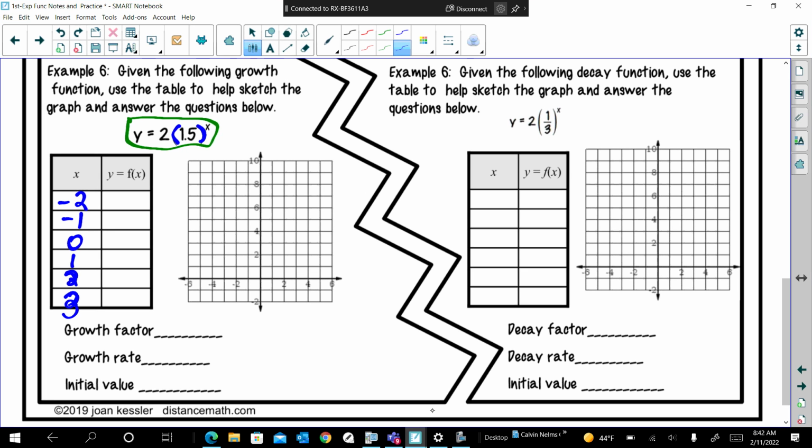When we fill in at -2, we had 0.8 repeating. And then at -1, we had 1.3 repeating. And then at 0, we should have had 2. That's the initial value. And then at 1 is 3, 2 is 4.5, and 3 was 6.75. All right, so we're going to sketch that on the graph.